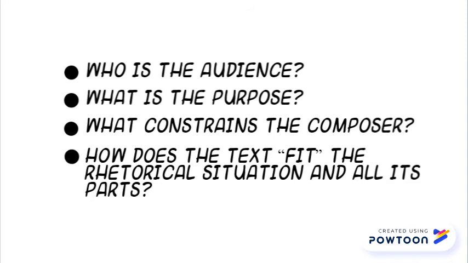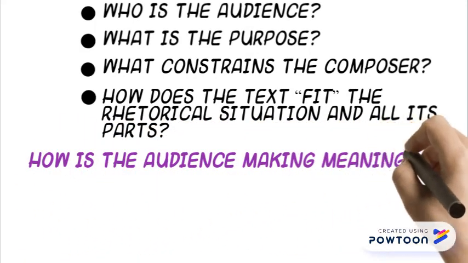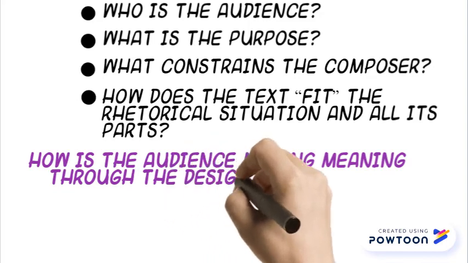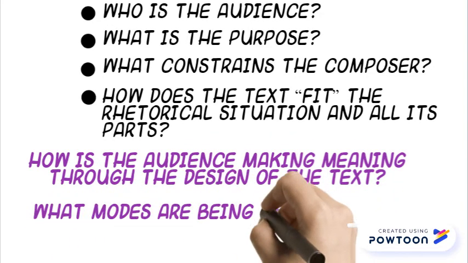When analyzing text, we of course want to ask questions about the rhetorical situation, like who is the audience, what is the purpose, what constrains the composer, and how does the text fit the rhetorical situation and all its parts. But we might also ask questions like how is the audience making meaning through the design of the text, and what modes are being used to communicate that meaning.